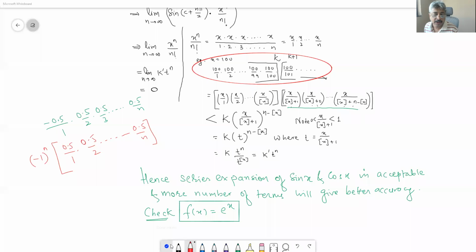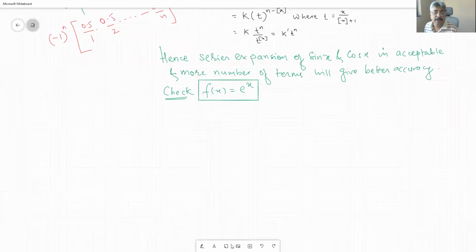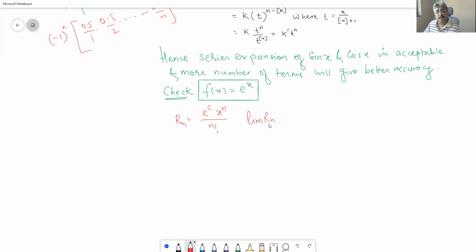This is easy because for e raised to x, the nth derivative evaluated at c is e raised to c, and again the next term is the same, so Rn is equal to e raised to c times x raised to n upon n factorial. Okay, so the limit of Rn as n tends to infinity is the limit of e raised to c times x raised to n upon n factorial.